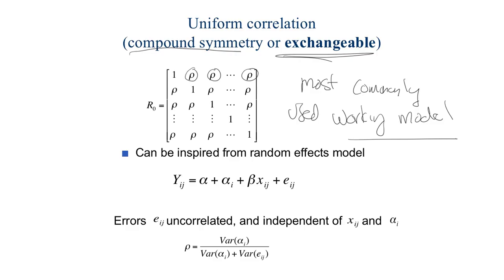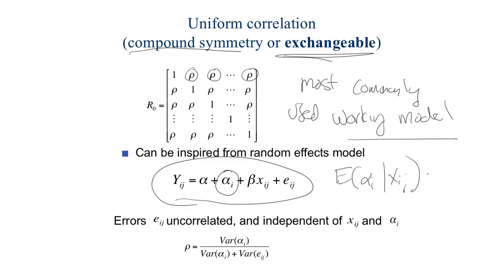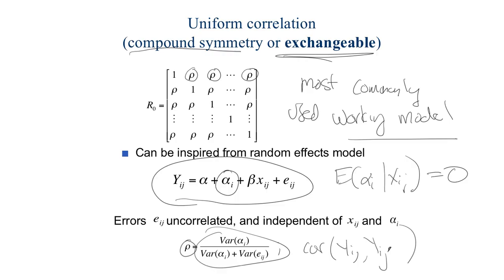You can inspire this from a simple example, we've had this in a previous lecture. If I have a simple random effects model, so that E[alpha_i given X_ij] is equal to 0, for instance, and I look at the correlation of Y_ij and Y_ij', just two observations of the same person, where j is not equal to j', it's equal to this: the variance at the person level, the variance of alpha_i, over the variance of alpha_i between plus within, which is the total.